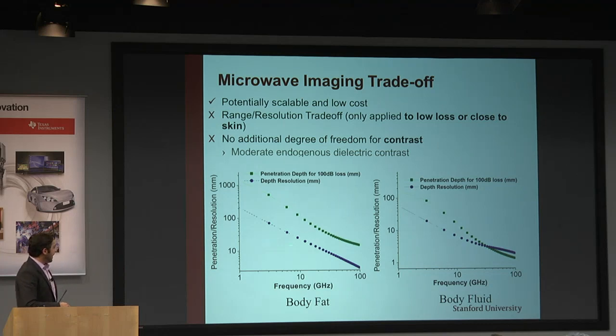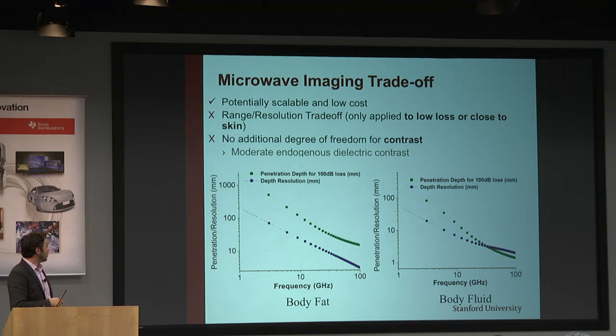So in this particular case, you'll see that if you go to body fluids, at some point the resolution is less than your penetration depth, or equal to penetration depth. So that means that the imager becomes useless. I can't go deep enough to see any pixels or any kind of voxels.